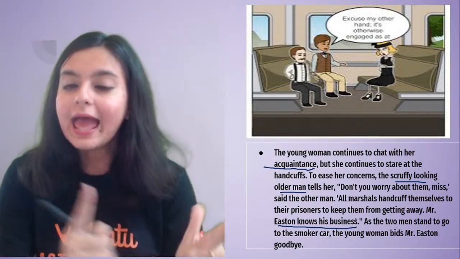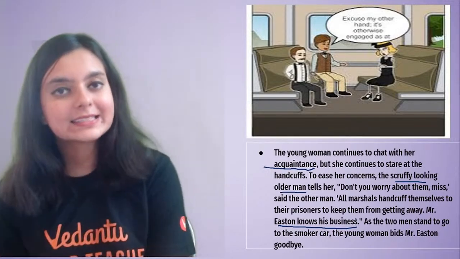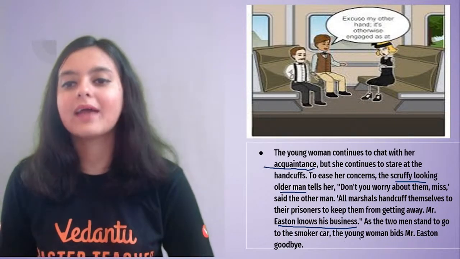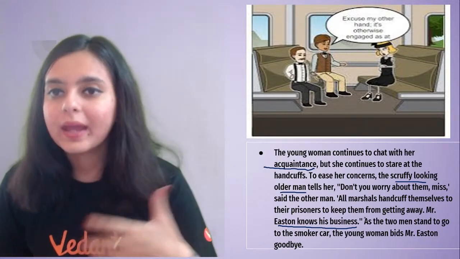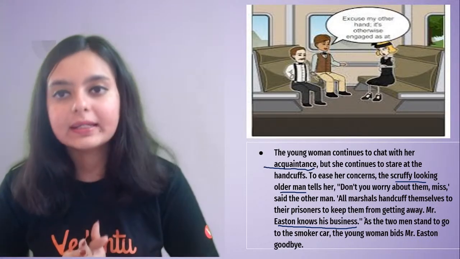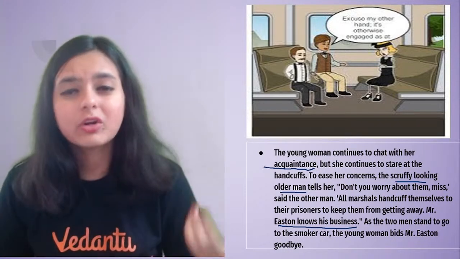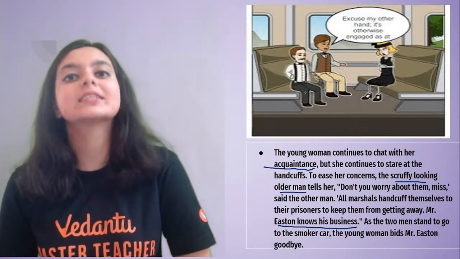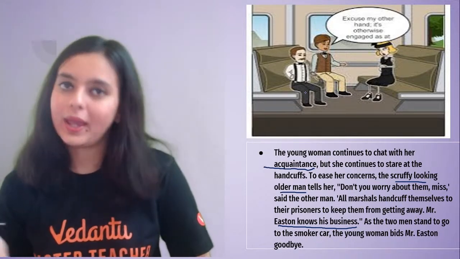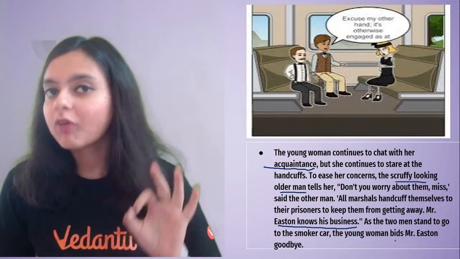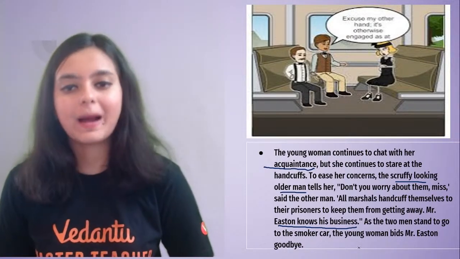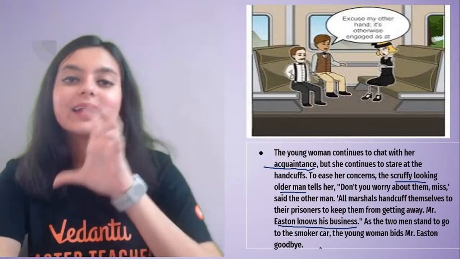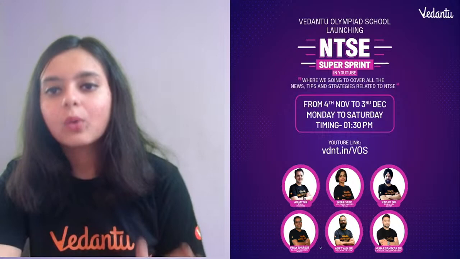That means what is his indication? That he is the prisoner and Mr. Easton is the marshal. That is what he indicates. As the two men stand to go to the smoke car, the young woman bids Mr. Easton goodbye. What did the other man, the rough, glum-faced, scruffy-looking man, say? That please do excuse us, we need a smoke. So both of them went away, and the young woman bade goodbye to both of them. So this is where that event ends. Let's see what happens when both of them get down.